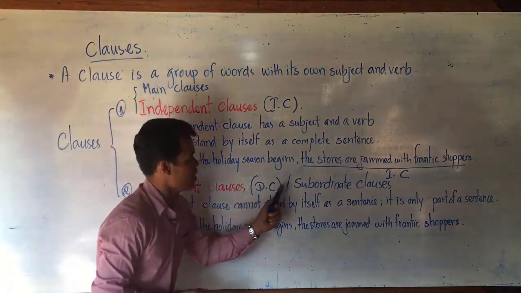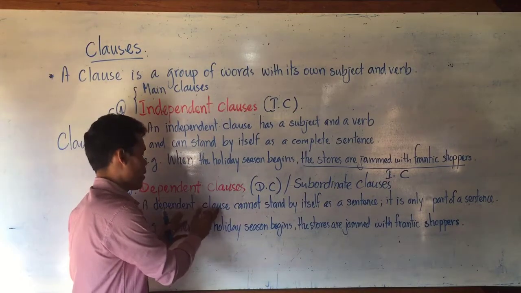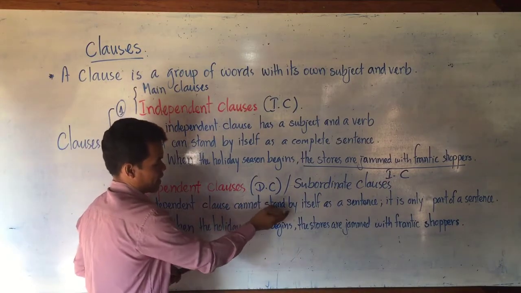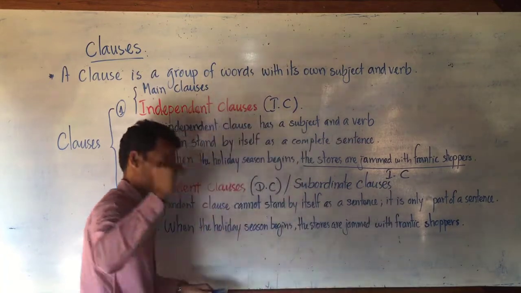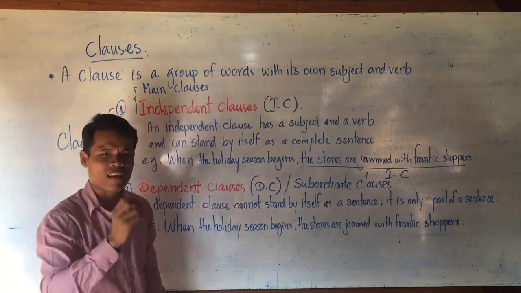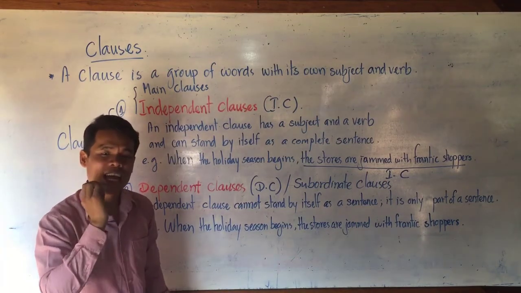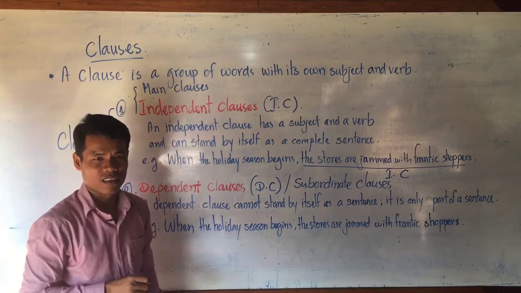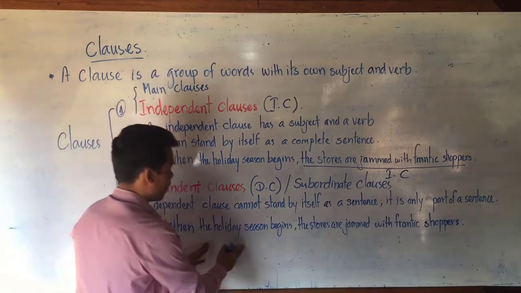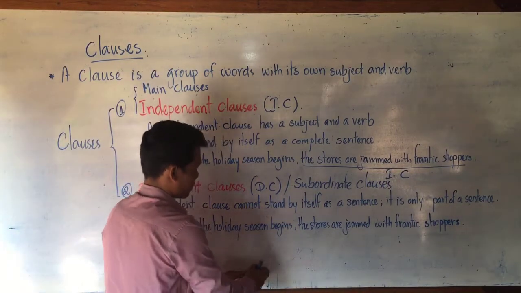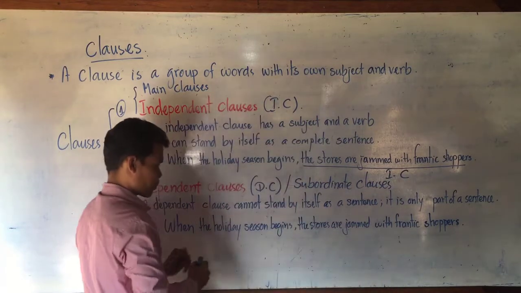DC or subordinate clauses, the definition is that a dependent clause cannot stand by itself as a sentence. It is only part of a sentence, meaning that a dependent clause cannot stand alone. When it stands alone, it does not have a complete thought. It is not meaningful. Well, look at the example. When the holiday season begins, the stores are jammed with frantic shoppers.